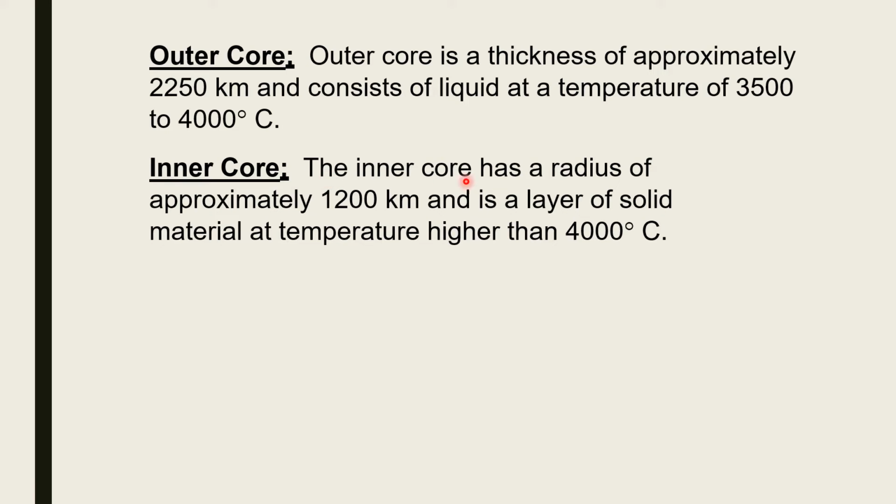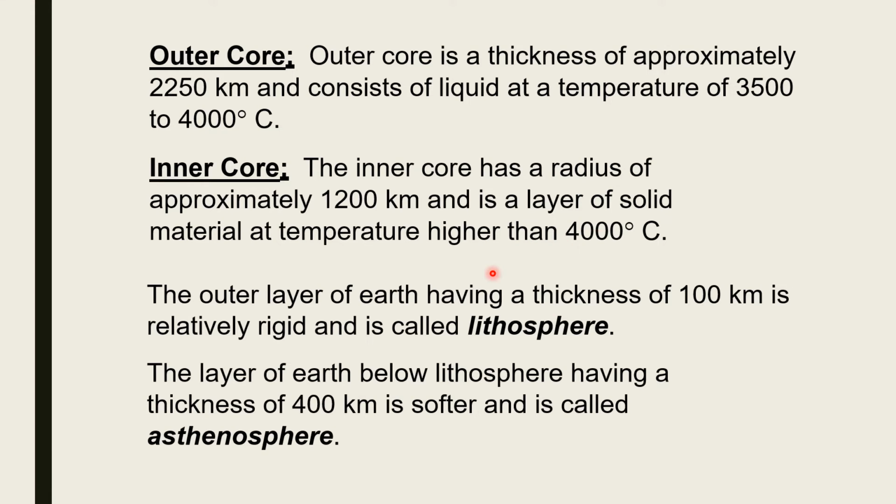Inner core. The inner core has a radius of approximately 1200 km and is a layer of solid material at a temperature higher than 4000 degrees centigrade. Now comes the main part of plate tectonics.